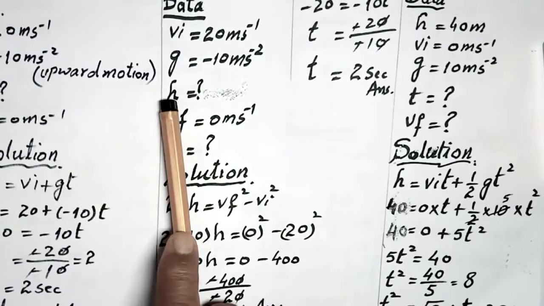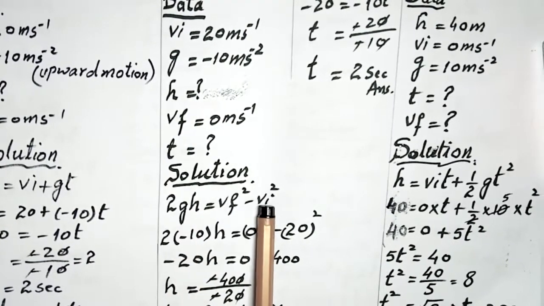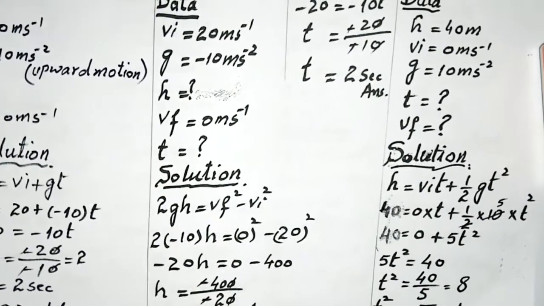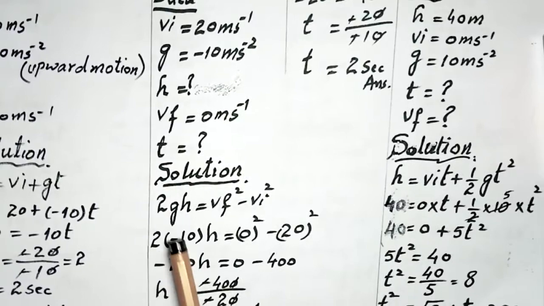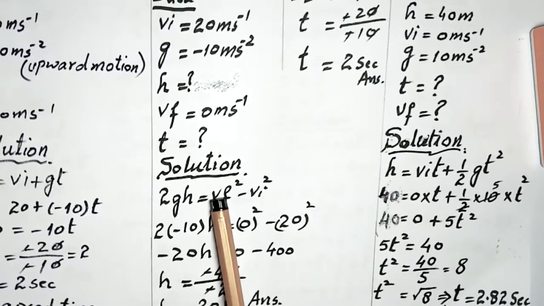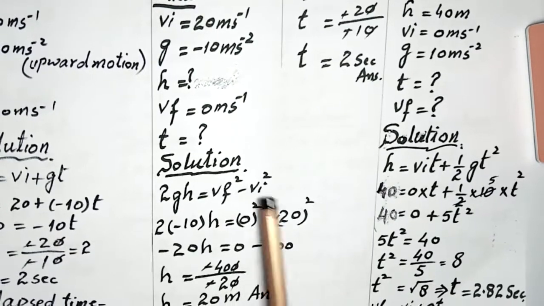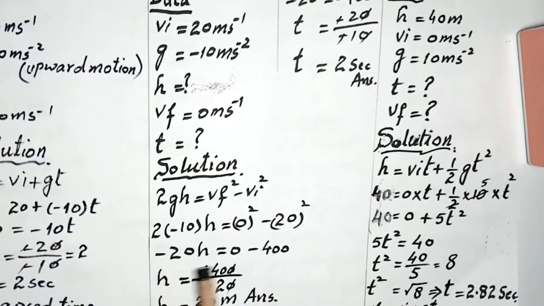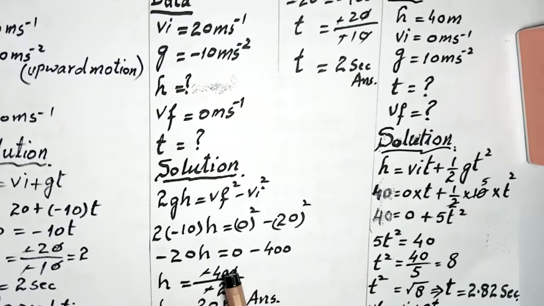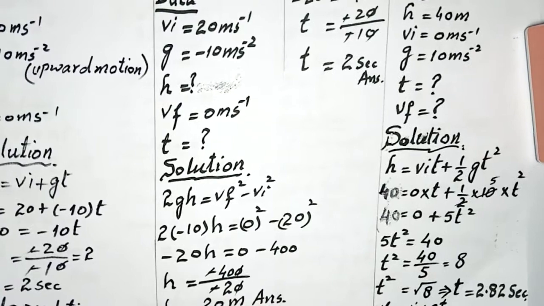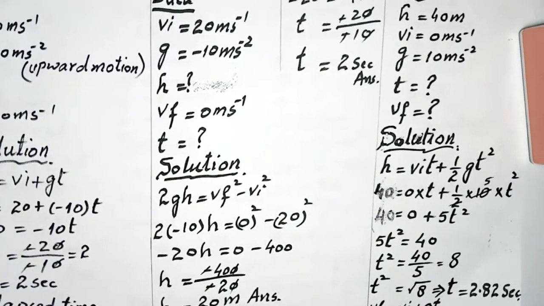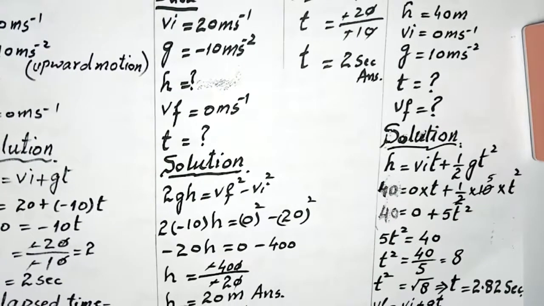For finding the height, we will apply third equation of motion because there is no requirement of time. So 2 into minus 10 h is equal to Vf 0 minus 20 square. So minus 20h is equal to minus 400, h is equal to minus 400 upon minus 20. So it comes 20 meter. So height is 20 meter.